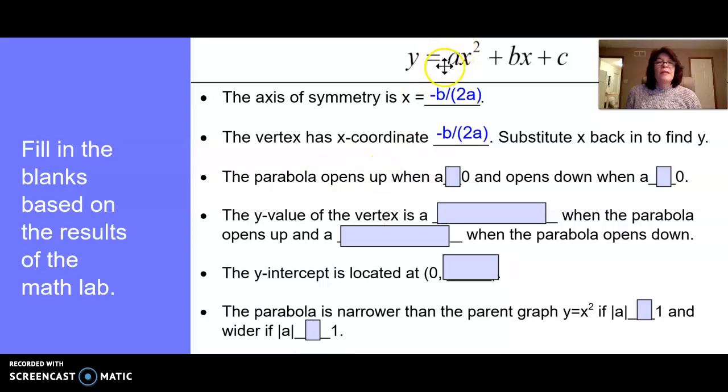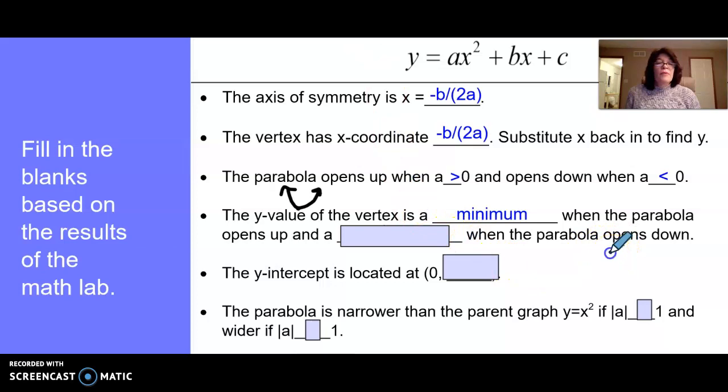The parabola opens up just like in vertex form when a is bigger than 0. It opens down when a is less than 0. The y value of the vertex is a minimum when the parabola opens up, right? In other words, when the parabola is opening up like this, then that vertex is going to be a minimum value.